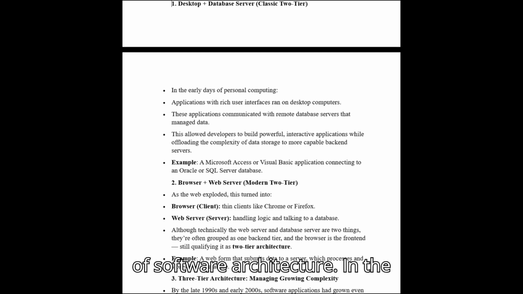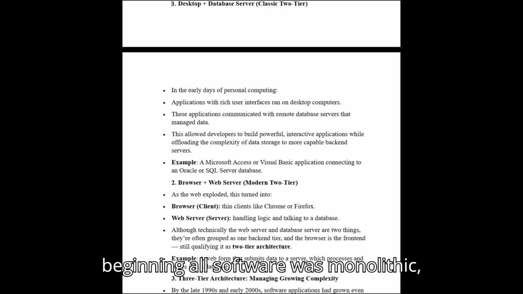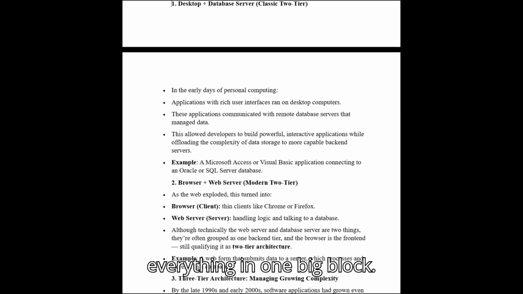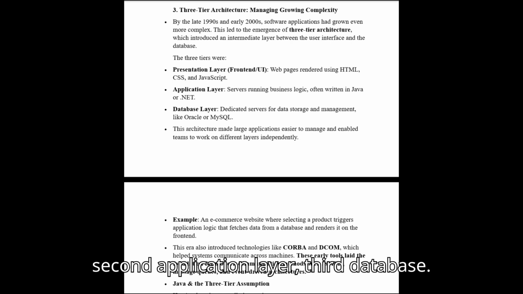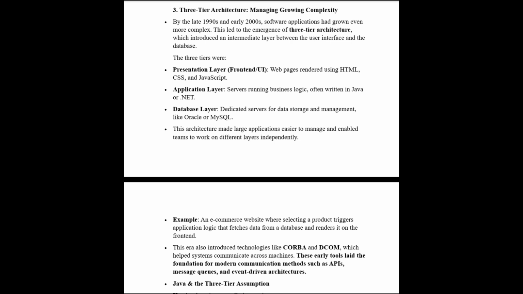Evolution of software architecture. In the beginning, all software was monolithic, everything in one big block. Then came client server architecture, where the client frontend sends requests and the server backend processes them. Later, three-tier architecture added one more layer. First, presentation layer, second, application layer, third, database. Today, systems use microservices and cloud-based patterns for more scalability and flexibility.